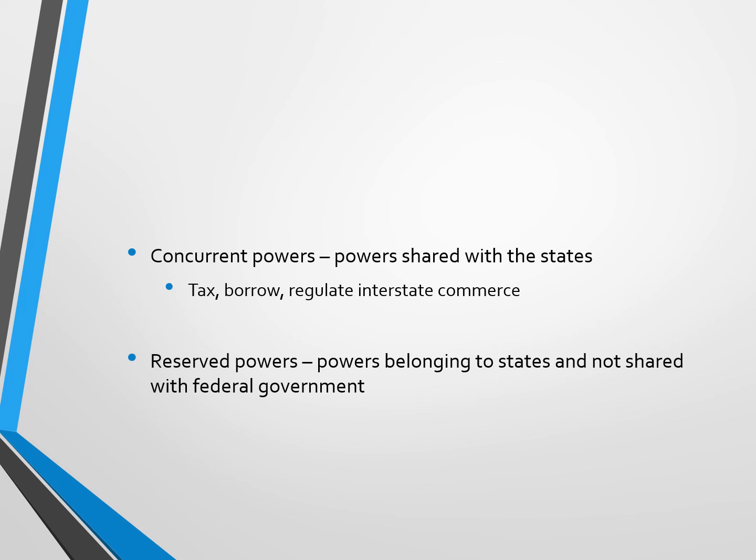Okay, so you have delegated powers. Delegated powers can be explicit or they can be implied. They're mostly for the federal level government, and then there can also be some with the states. If they're shared with the states, those are called concurrent powers. If they're only for the states, those are called reserved powers.